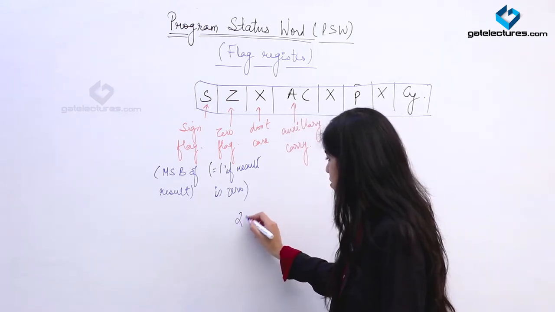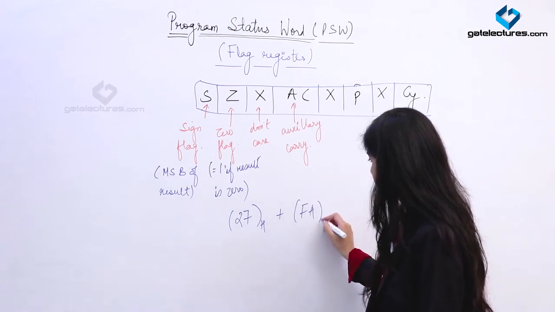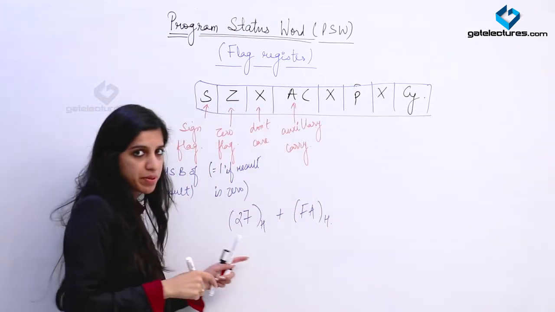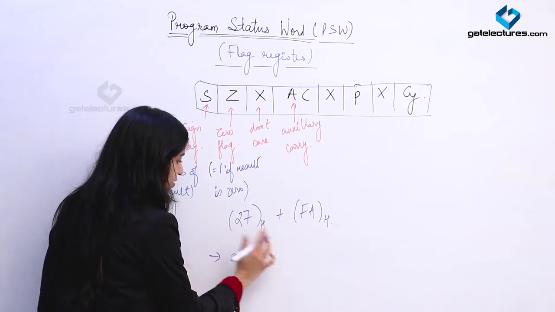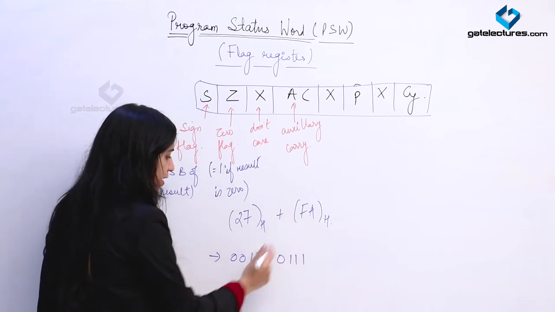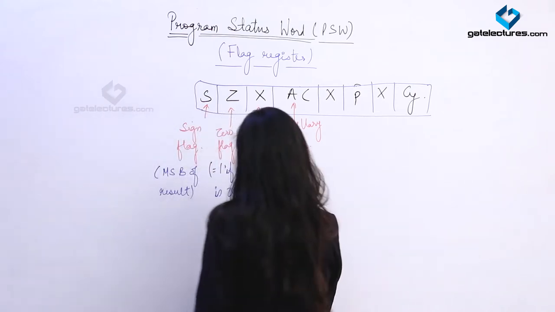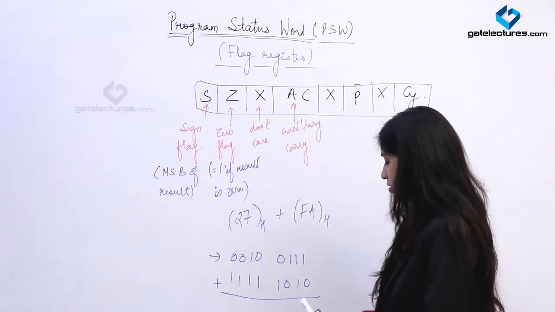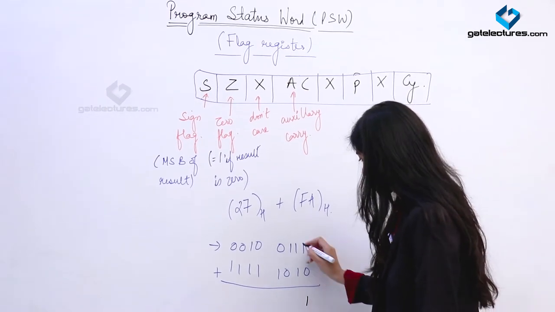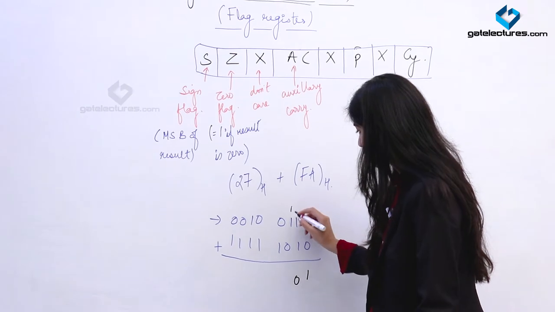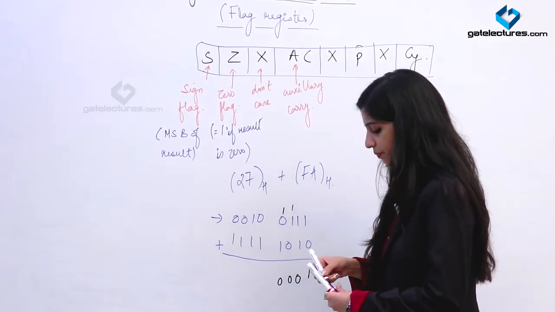Suppose we are adding two numbers, 27 plus FA. I'm just representing these numbers in binary first. This 27 can be written as 7 is. FA can be written as. Now I'm performing their addition. So what happens is 1 and 0 is 1. 1 and 1 is going to be 0 with carry of 1. 1 is again going to be 0 with carry of 1. This is again 0.